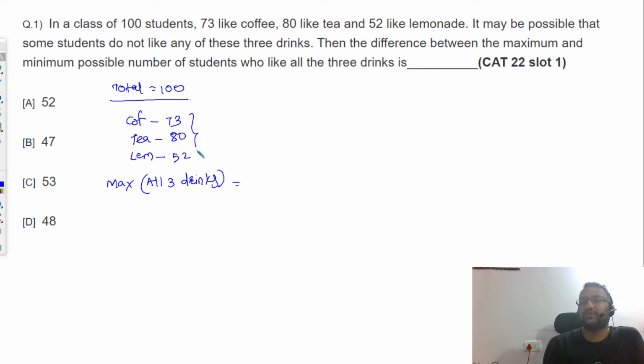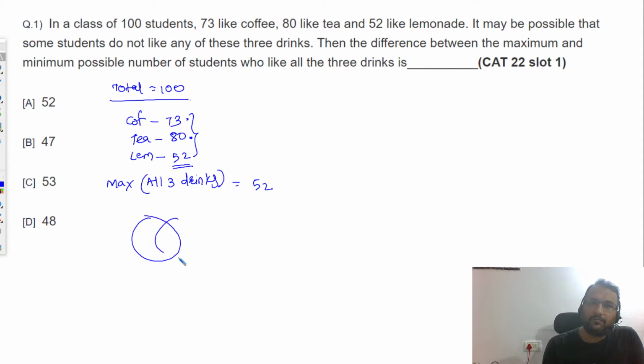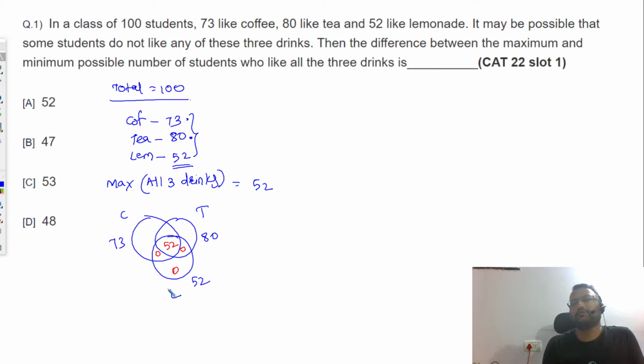The minimum of these 3 numbers is 52. These 52 people can be part of this 73, can be part of this 80. So at maximum there are going to be 52 people who like all 3 drinks. So over here how will the Venn diagram become? This is coffee, tea, and lemonade. This is 73, 80, and 52. The maximum value of this region is 52. In that case, this part will be 0 as 0 and 0. The remaining 80 you can distribute over here.